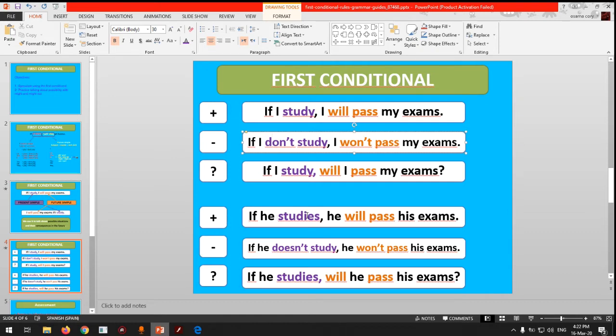If he studies, so we add an ES, and that's not all. We changed the Y to an I, because we can't add an S to it. Okay, if he studies, he will pass the exam. And here doesn't in the negative form because the subject is singular. And here we changed will before the he. Okay, so it's pretty similar in the question form.